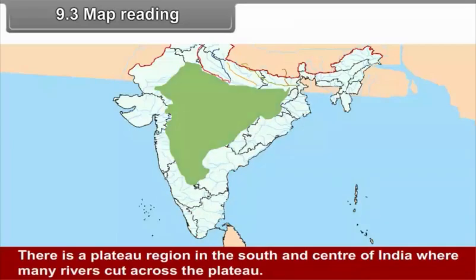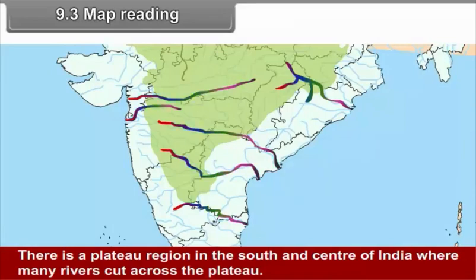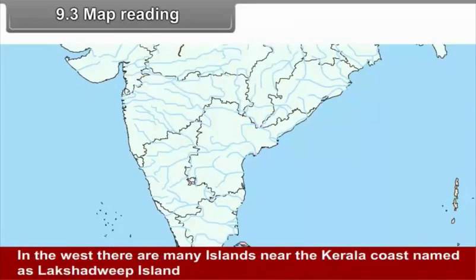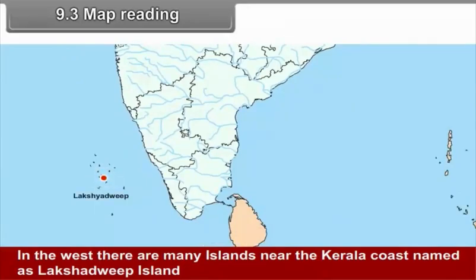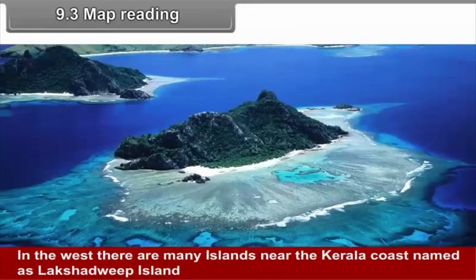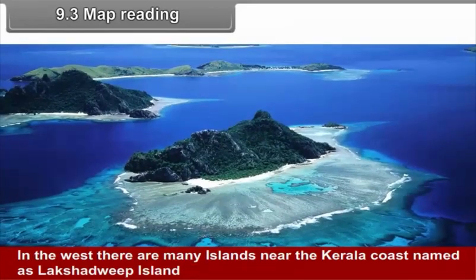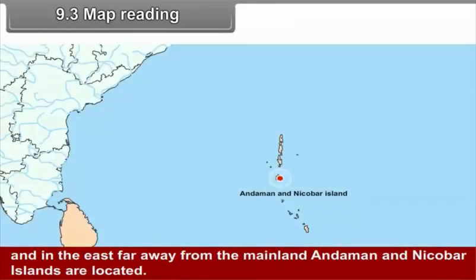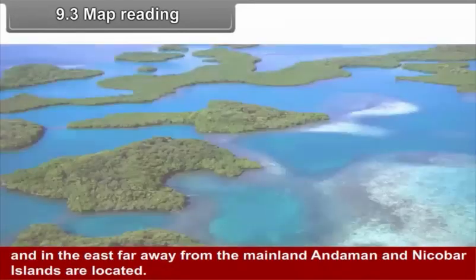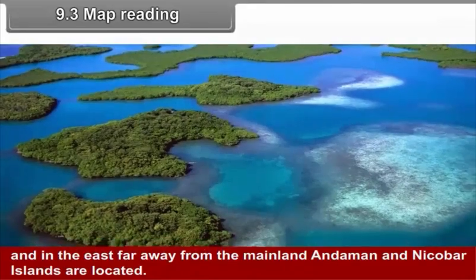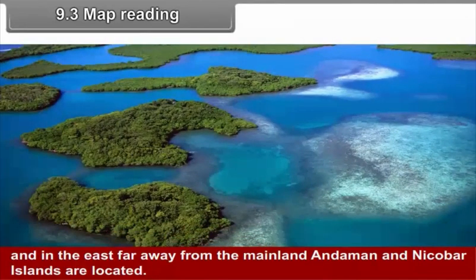There is a plateau region in the south and center of India where many rivers cut across the plateau. In the west, there are many islands near the Kerala coast named as Lakshadweep Islands, and in the east, far away from the mainland, Andaman and Nicobar Islands are located.